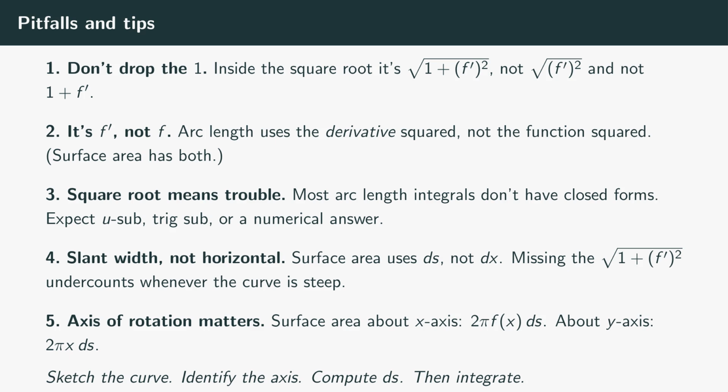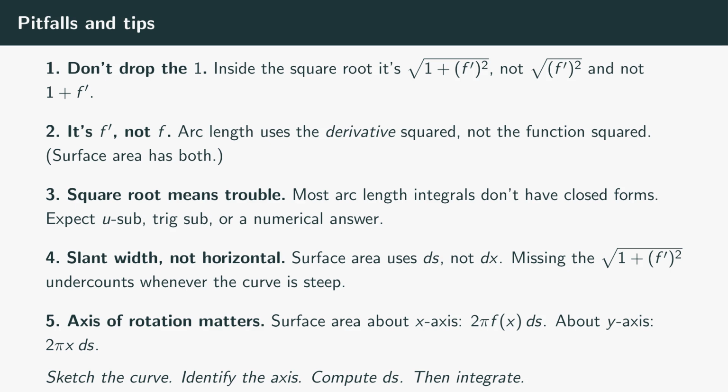The 1 comes from the dx squared in Pythagoras, and dropping it is the most common error. 2. It's the derivative squared, not the function squared. Students sometimes write the square root of 1 plus f of x squared from muscle memory of the volume formula. No, it's f prime. Surface area has both f and f prime, 2 pi f of x times the square root of 1 plus f prime of x squared. Don't confuse the roles.